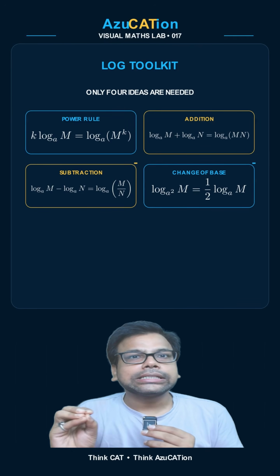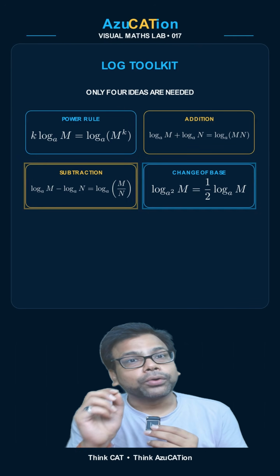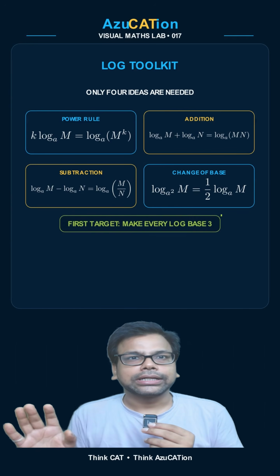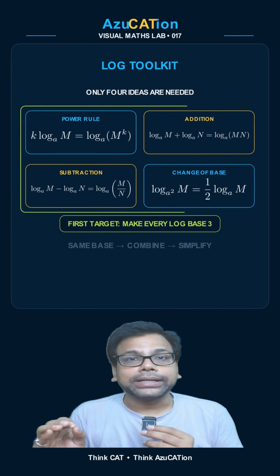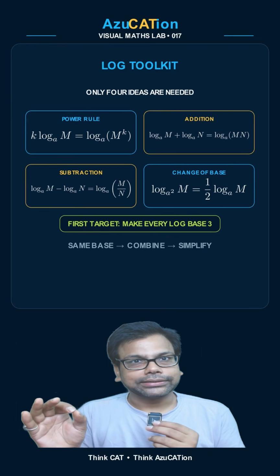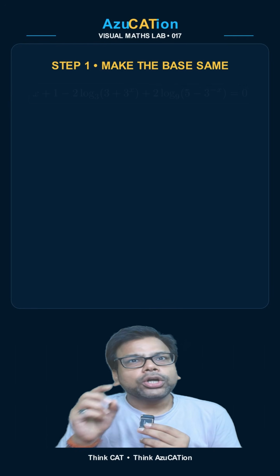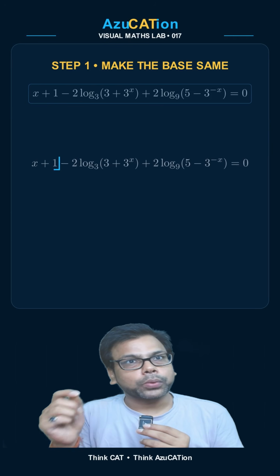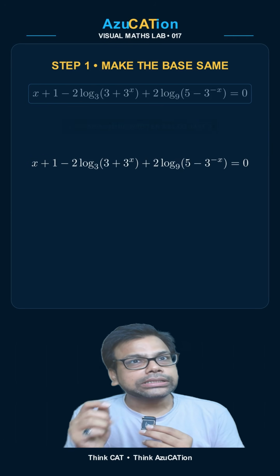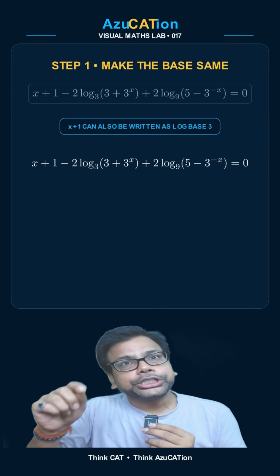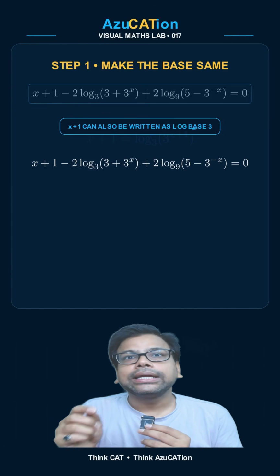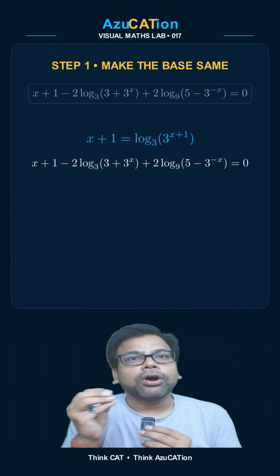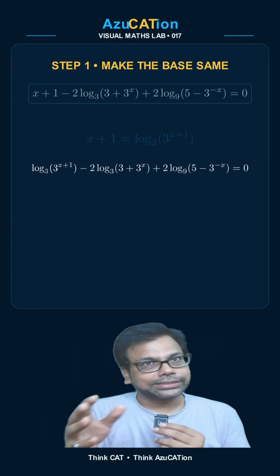Our first target is very simple. We want to convert every logarithm into the same base, and that common base will be 3. Look at the original equation carefully. The first term is x plus 1. Since log base 3 of 3 raised to power x plus 1 is simply x plus 1, we can write this term also as a logarithm of base 3.